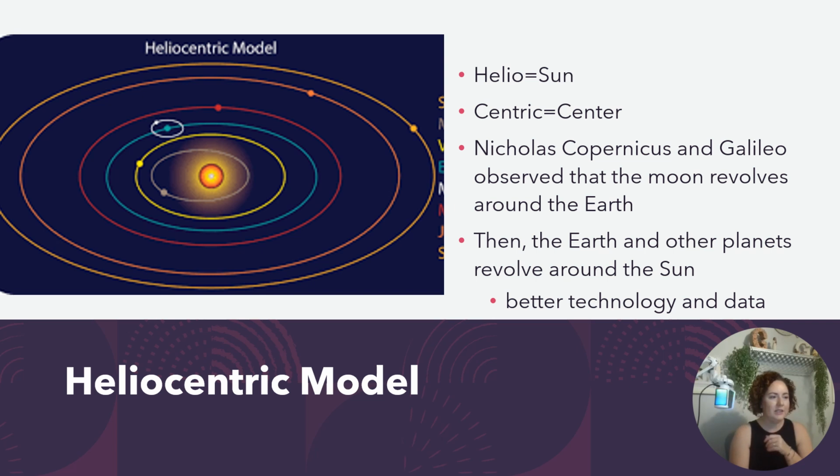It wasn't until Nicholas Copernicus and Galileo that they changed the idea of a lot of things, and that is because they developed what we now know as the heliocentric model. Helio meaning sun, centric being center. Because what they did is they observed the moon. So we've already talked moon phases. They observed that the moon was changing as it moved.